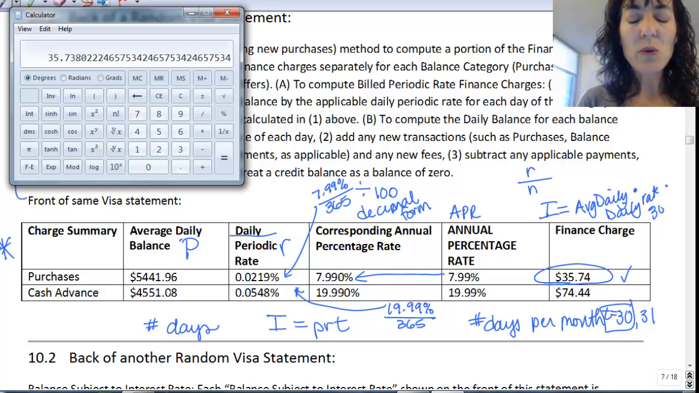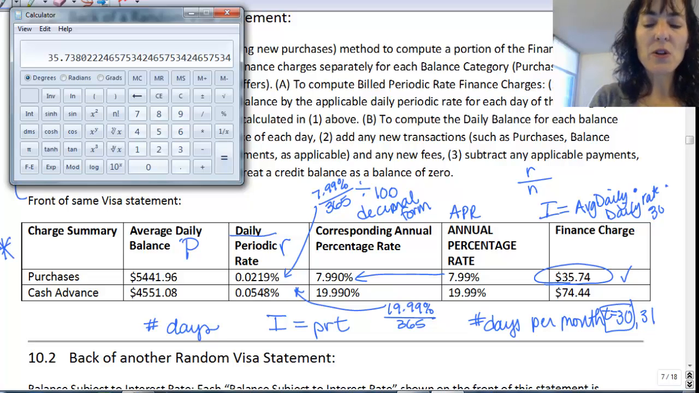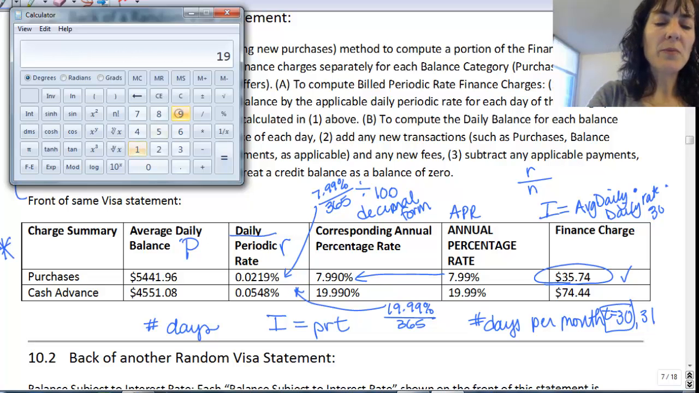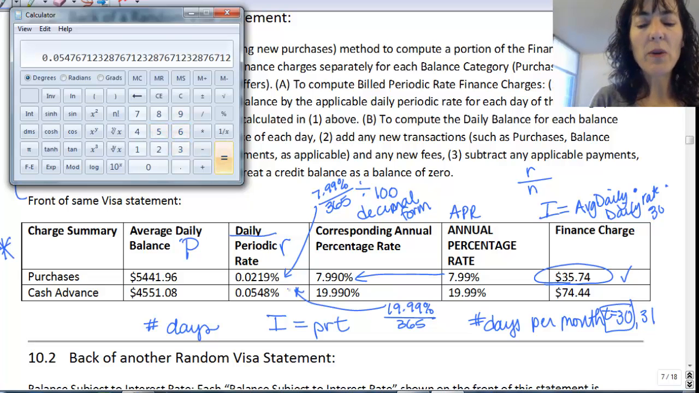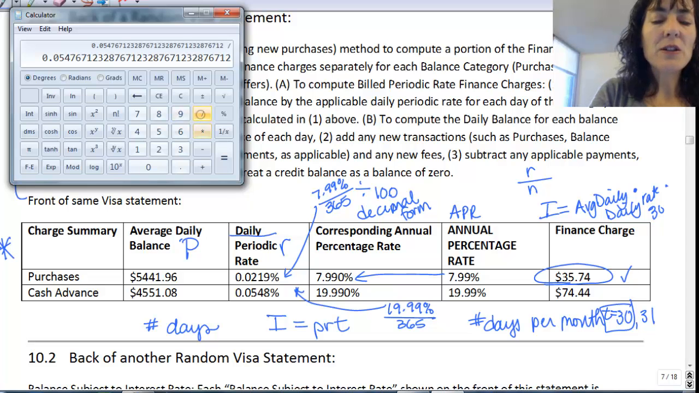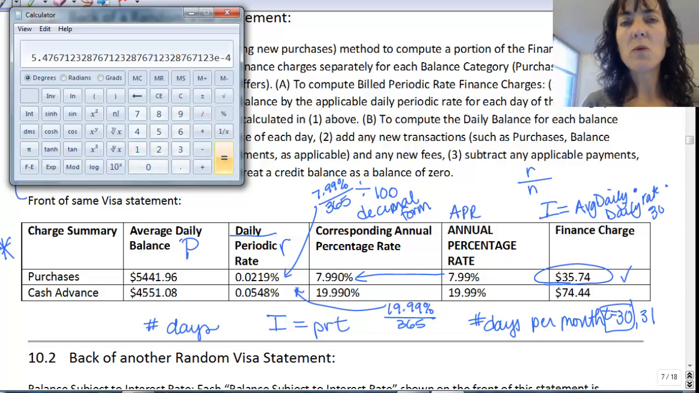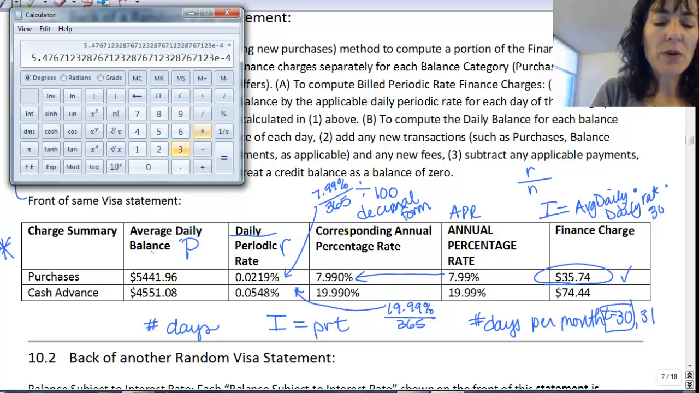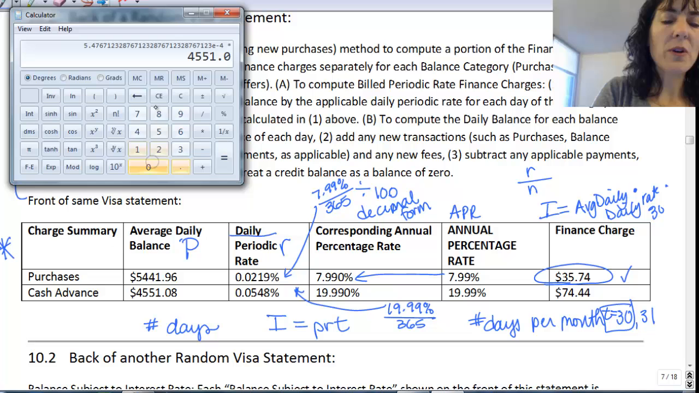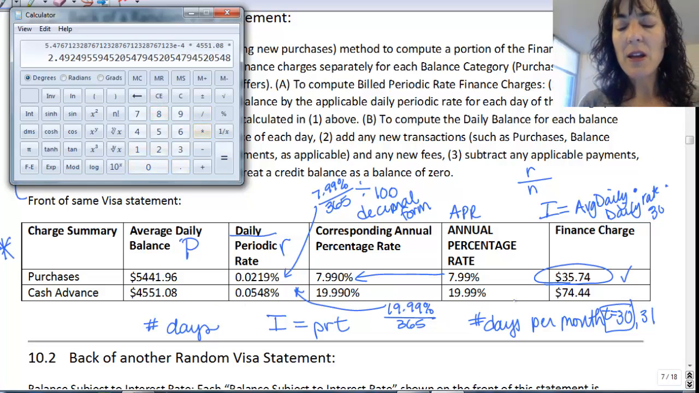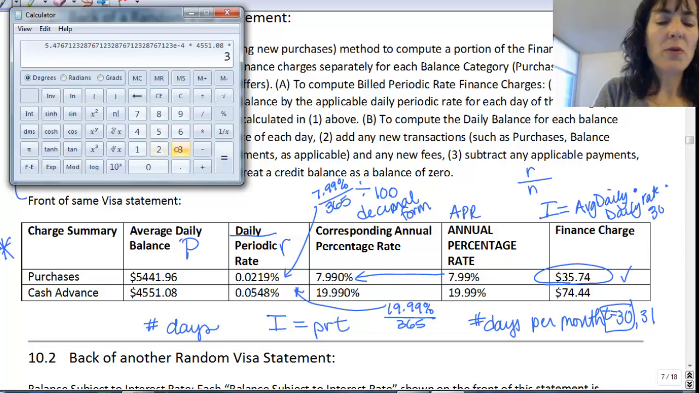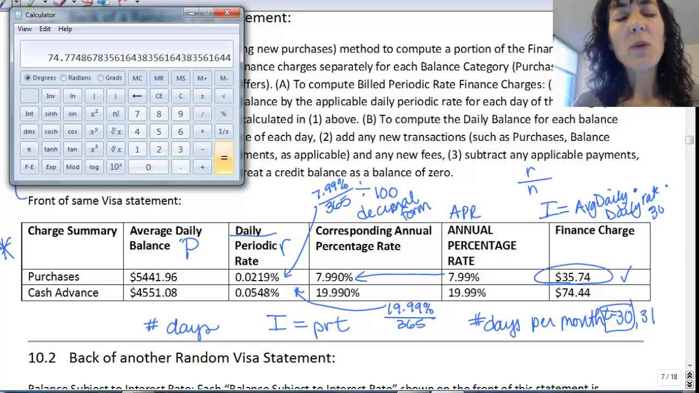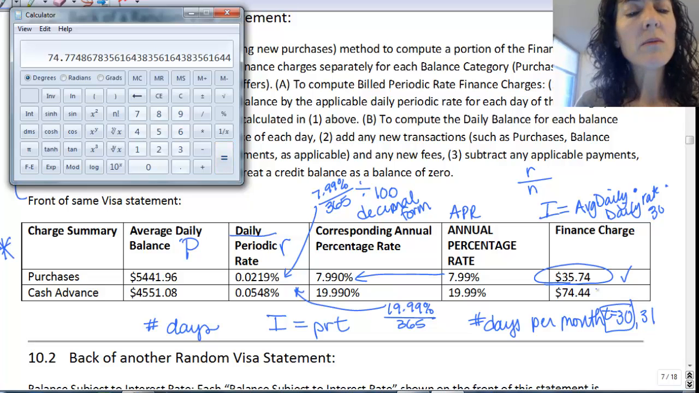So for this last one, I want to figure out that daily periodic rate again. It's 19.99 divided by 365, and that gives me the daily periodic rate that matches what they have showing here, and then divide by 100 to put it in decimal form, and then multiply by the principal, 4551.08, and then multiply by 30 for the time, 30 days, and we get 74.77. And that's a little higher than what they're showing, but it's in the right ballpark.